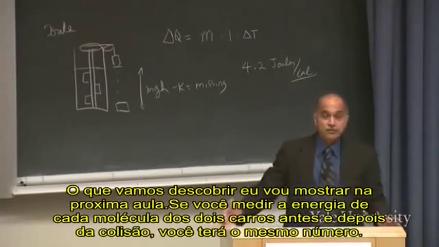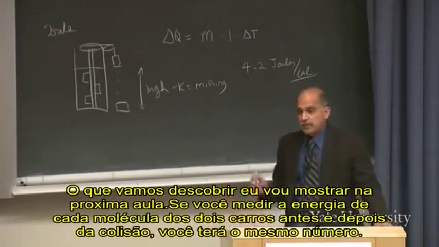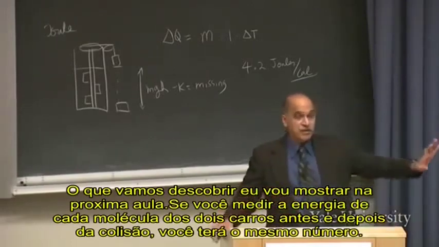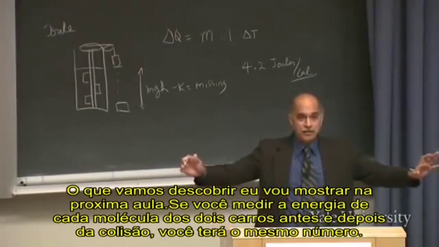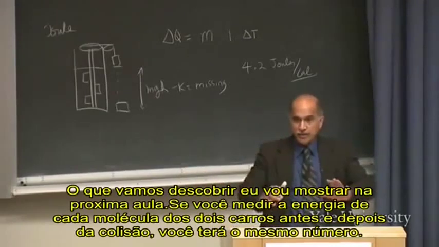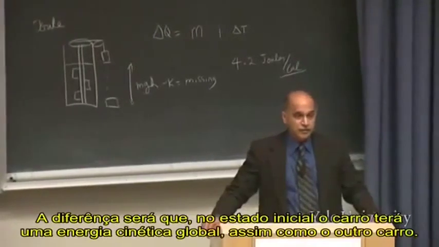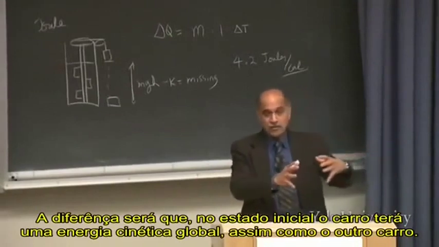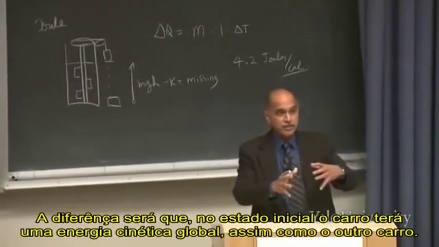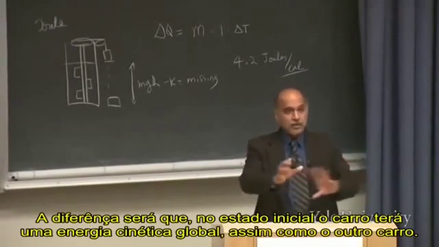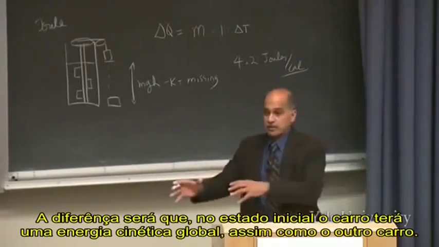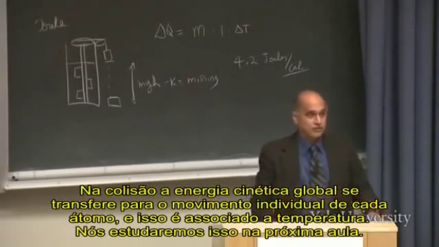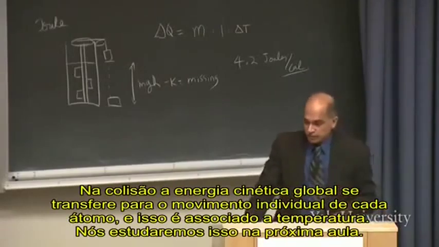So what we will find, and this is what I'm going to show you next time, is that if you kept track of the kinetic energy of every single molecule in this car, and every single molecule in that car, before and after, and you added them up, you would get exactly the same number. The only difference will be, originally the car has a global common velocity, a macroscopic velocity you can see. On top of it, it has random motion of the molecules that make up the car. So does the other car. When they slam together, the macroscopic motion is completely gone, and all the motion is thermal motion. But it's still kinetic energy, and that's what we will see next time.